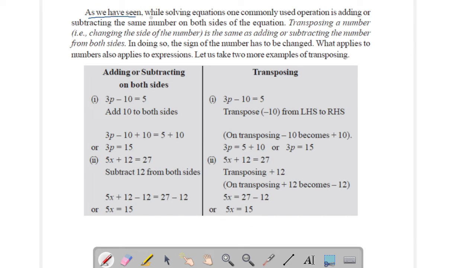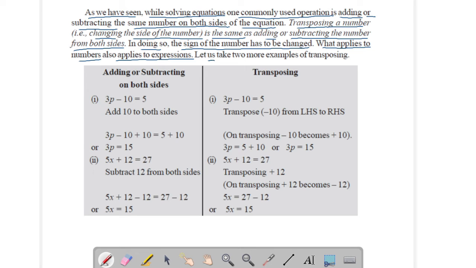As we have seen, while solving equations, one commonly used operation is adding or subtracting the same number on both sides of the equation. Transposing a number, that is changing the side of the number, is the same as adding or subtracting the number from both sides. In doing so, the sign of the number has to be changed. What applies to numbers also applies to expressions. Let us take two more examples of transposing.